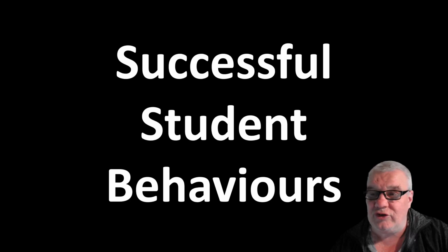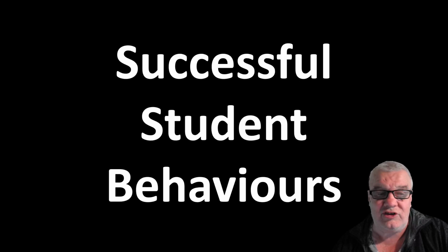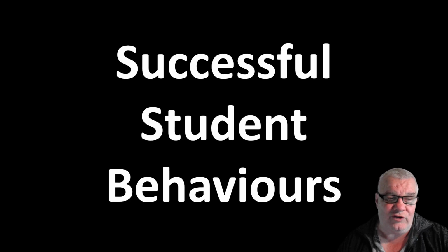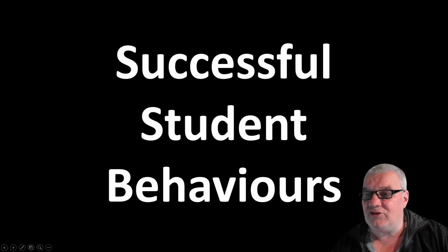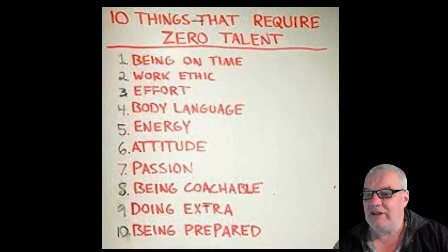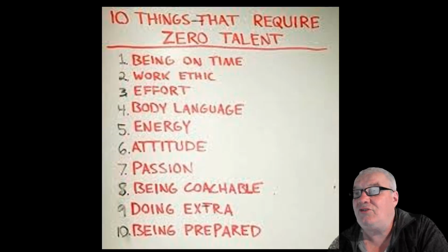the outcomes for students. So sometimes on the first day, I can tell whether a student's going to succeed or not. But generally after 3 or 4 weeks, their attitudes become apparent, and it becomes quite clear how they are going to perform and what their outcomes are likely to be. So I've compiled here a few little bits and pieces about successful student outcomes. Now the first one here is a very simple one, and it's 10 things that require zero talent.